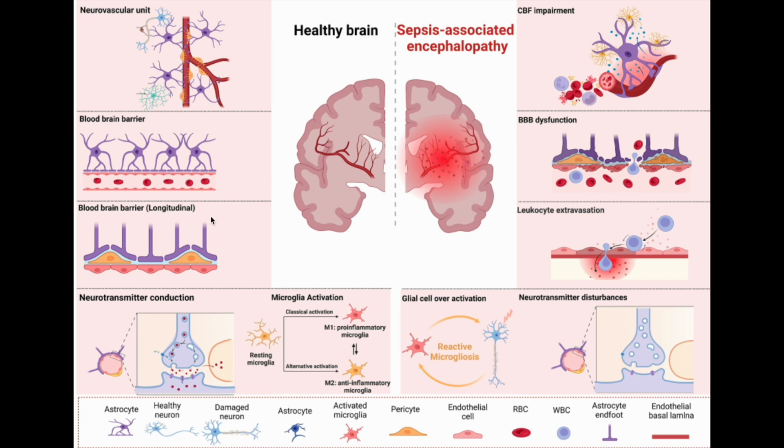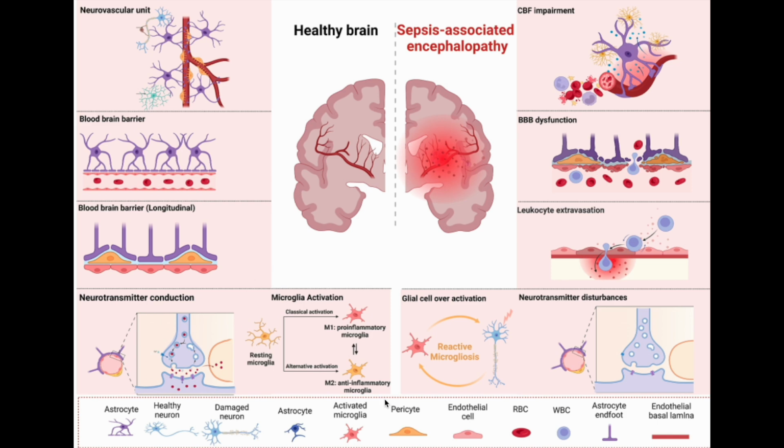cerebral blood flow, where you can see that in the healthy brain, the normal blood flow and the oxygen is maintained, while in the septic associated encephalopathy, the cerebral blood flow leads to neuronal hypoxia, apoptosis, and bloodstream destruction and damage to the vascular endothelium.